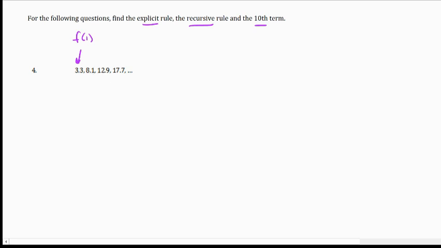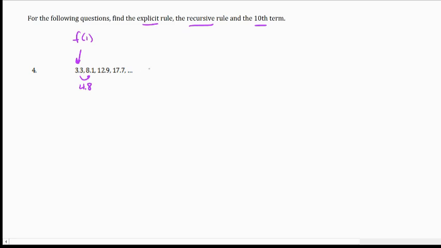And what I like to usually do is just take a term and subtract the previous term to see what it's going up or down by. In this case here, if I had to subtract 8.1 from 3.3, that would give me 4.8. So I can see I'm going up by 4.8 each time.